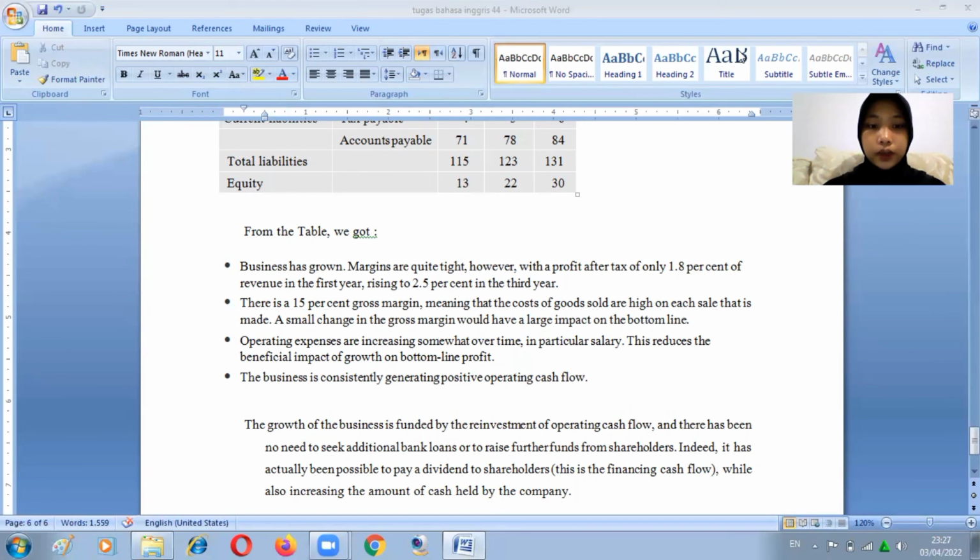The growth of the business is funded by the reinvestment of operating cash flow, and there has been no need to seek additional bank loans or to raise further funds from shareholders. Indeed, it has actually been possible to pay a dividend to shareholders. That is a financing cash flow, while also increasing the amount of cash held by the company.